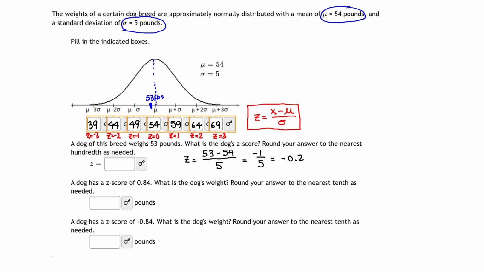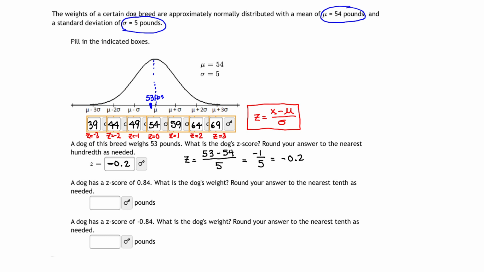Our z value corresponding to 53 pounds is negative 0.2. It's negative, just like we suspected, and it's just shy of the mean. So just a little bit bigger than 0 on the negative side. Let's take a look at the second question.